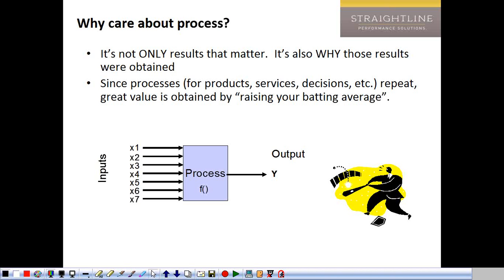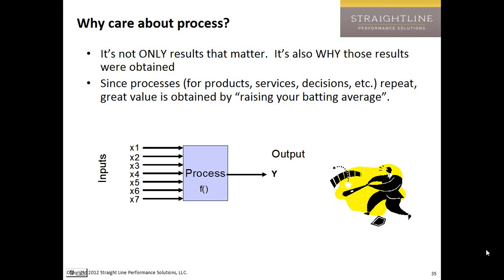Okay. And because we work with processes, I'm now on slide 35. Because we work with processes, and a key component of a process is that it repeats. Many processes repeat hundreds of thousands or millions of times in a year. Because of that, we are more interested in not single-time events, but, staying with the baseball analogy, we're concerned about raising our batting average, right?